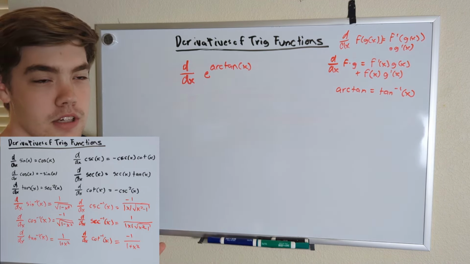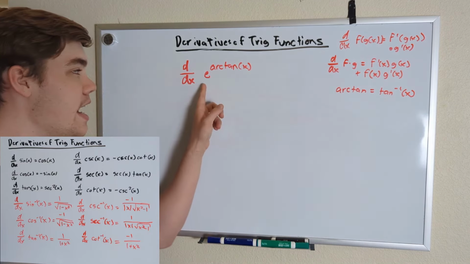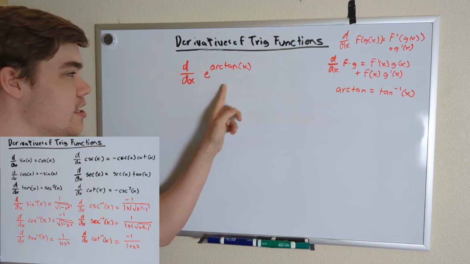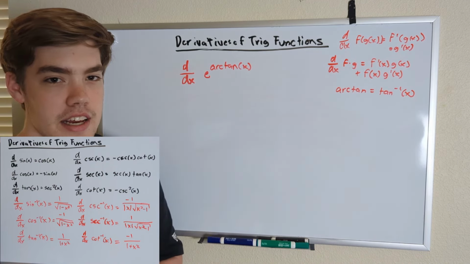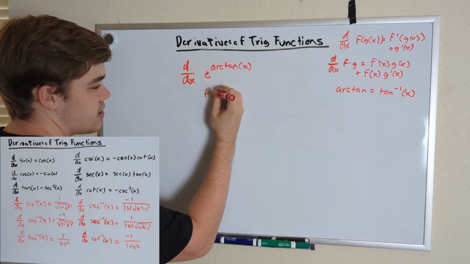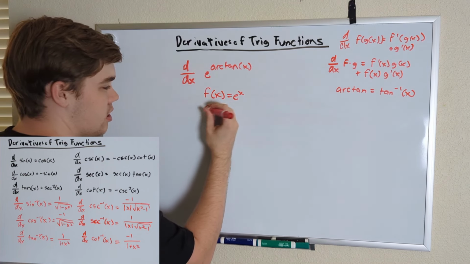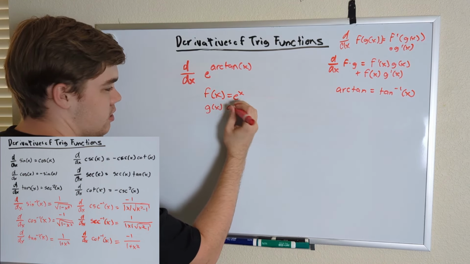So how do we solve this problem? Could we use power rule? Well, no, because this is a function and not a number. But we have a function, arctangent of x, within another function, which is e to the x. So we get to use the chain rule on this problem. First of all, our outer function, f of x, is equal to e to the x. Our inner function, g of x, is arctangent of x.